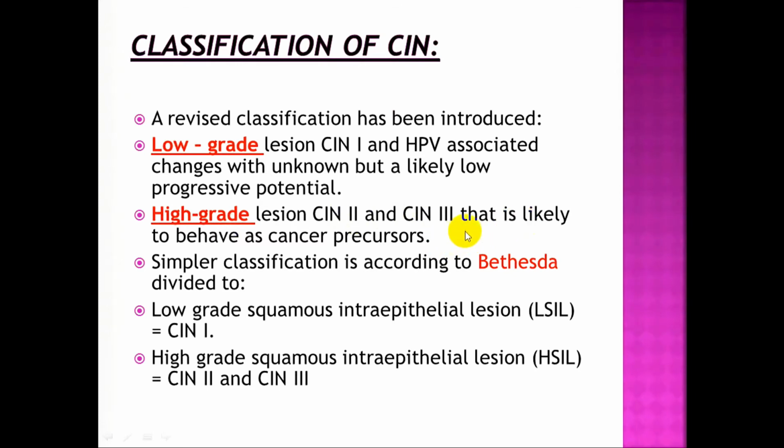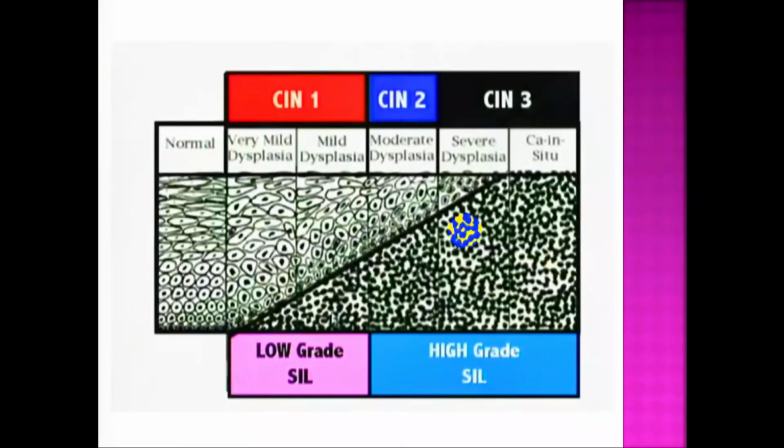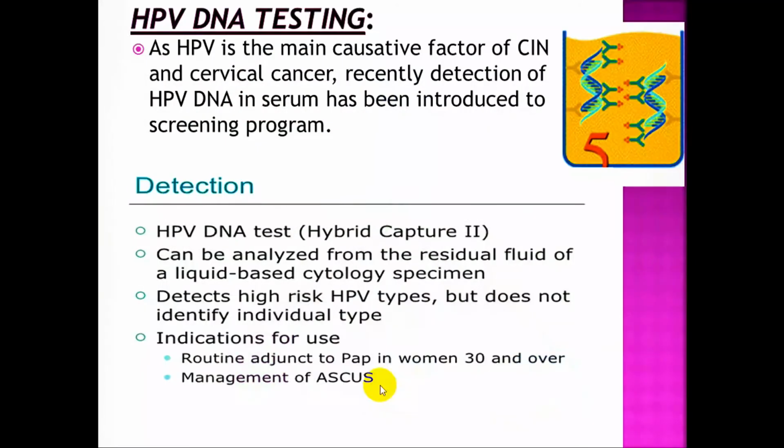Simpler classification is according to Bethesda, divided into low-grade squamous intraepithelial lesion, which is the LSIL, or high-grade squamous intraepithelial lesion, the HSIL, which is SIN 2 and SIN 3. As you see here, this is the low-grade, SIN 1, which is very mild dysplasia or mild dysplasia, and SIN 2 which is moderate dysplasia, and SIN 3 which is severe dysplasia, and carcinoma in situ. All of these are high-grade squamous intraepithelial lesion.